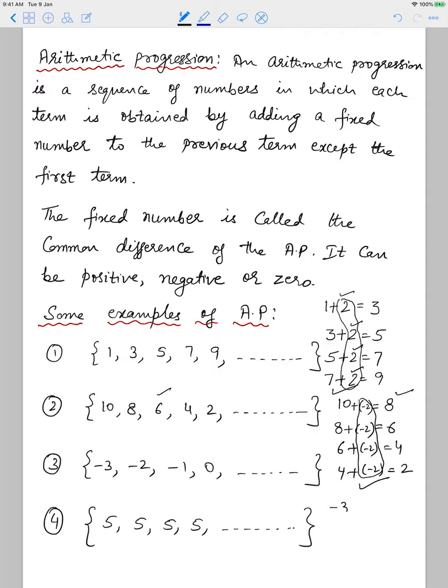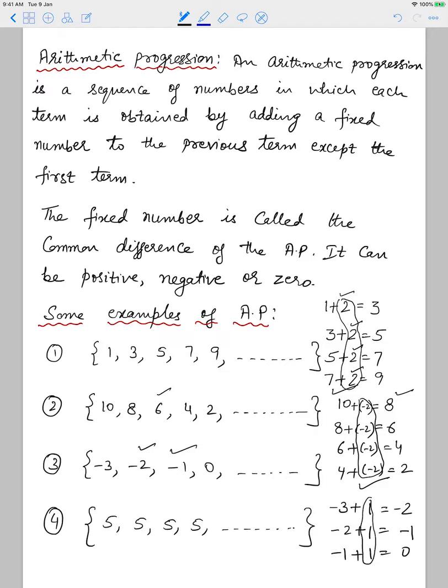Minus 3 is the first term. What should be added to minus 3 so that I obtain minus 2, the next term? 1 should be added to it. So minus 3 plus 1 will give you minus 2. After getting minus 2, what should be added so that I obtain the next term, minus 1? Again, I will add 1 to it. Similarly, minus 1 plus what will give you 0? It will again be plus 1. So here the common difference in this sequence will be 1.